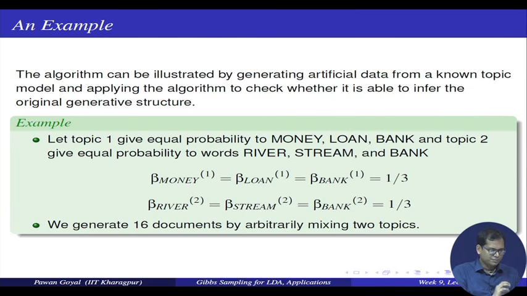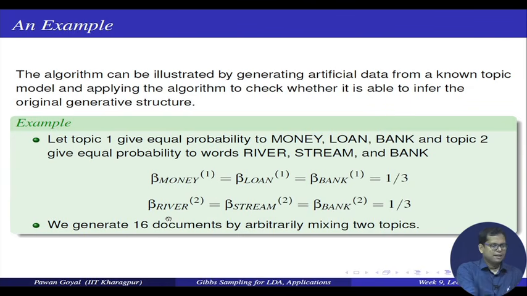So what is done here? Let us say we have two topics. We are doing a generation now, and then we will see whether Gibbs sampling can infer back the original topic distributions. So what is done in the generative part? Let us say I have two topics, topic 1 and topic 2. Topic 1 assigns equal probability to three words, money, loan and bank, and topic 2 assigns equal probability to the words river, stream and bank. All these three are assigned a probability of 1/3 each. So these are the topic distributions.